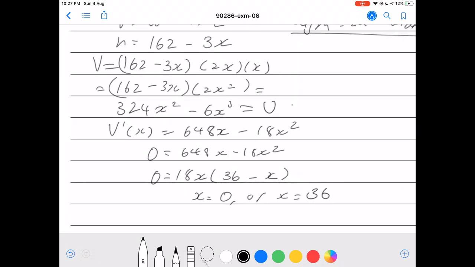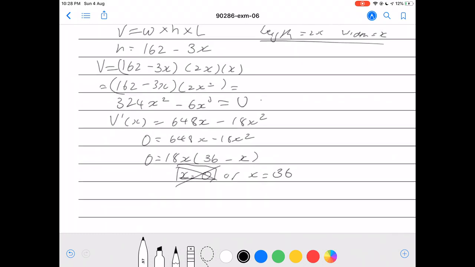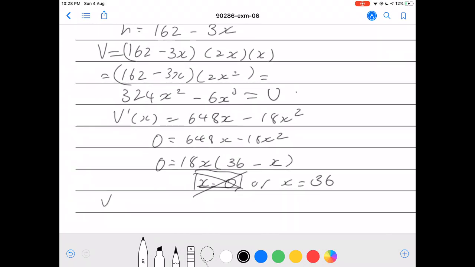Let me double check that. Yep. So x was 0, x was 36. But notice that your x can't actually be 0 because you can't actually have a 0 width and 0 length, okay? So therefore we can automatically just eliminate this. I mean, you can use the second derivative test, but for this specific question, it doesn't ask you to prove it. So therefore we can just eliminate x equals 0 and then say it's 36. So now we'll substitute everything in. So V equals 162 minus 3 times 36, times 72, times 36.